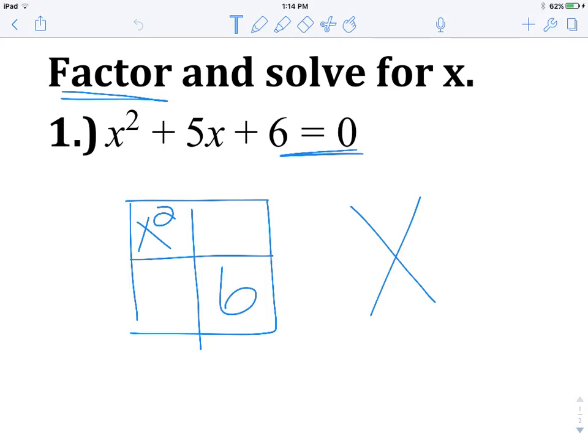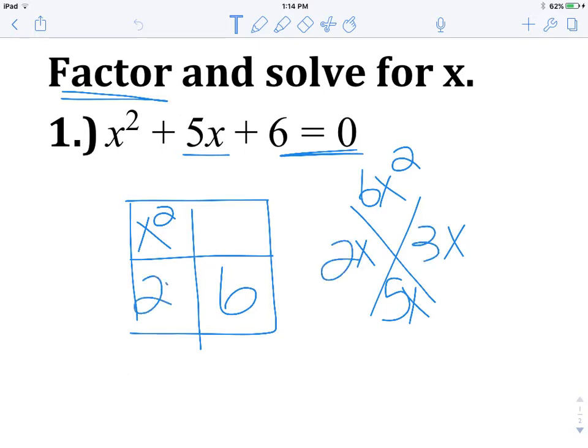First term goes in the top left, last term, the 6, goes in the bottom right. We multiply them together to get the top of the diamond, which is 6x squared. The middle term, that 5x, becomes the bottom of the diamond. We need two numbers that multiply to give us 6x squared, but add to give us 5x. They're both going to have x's, and you can think about which combination is going to work. It's going to end up being 2x and 3x.